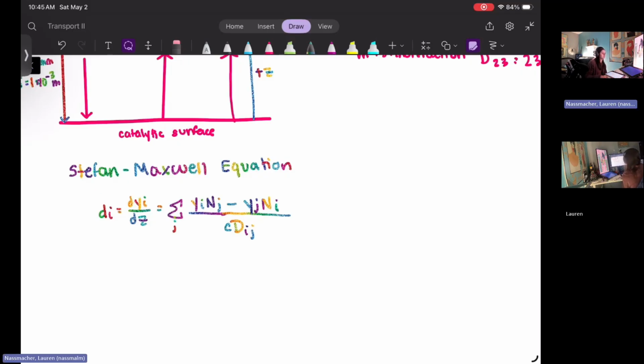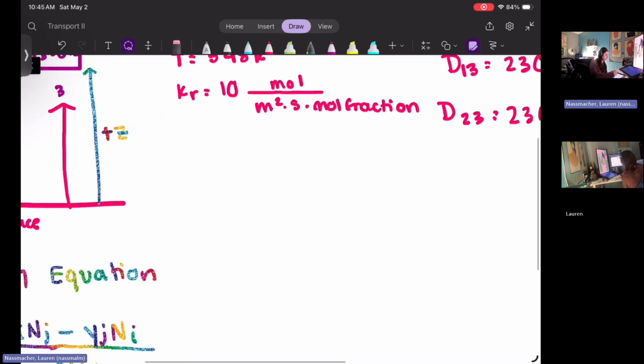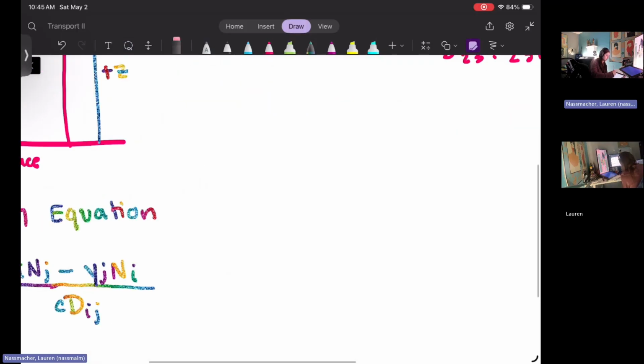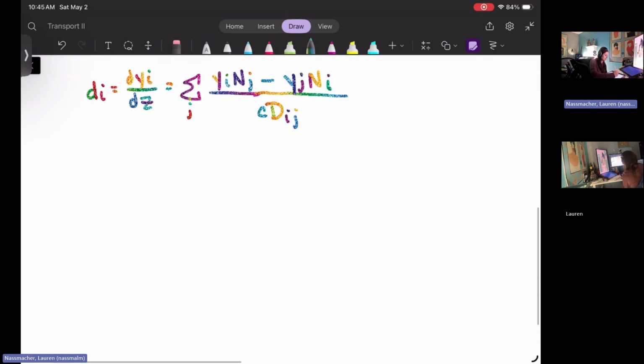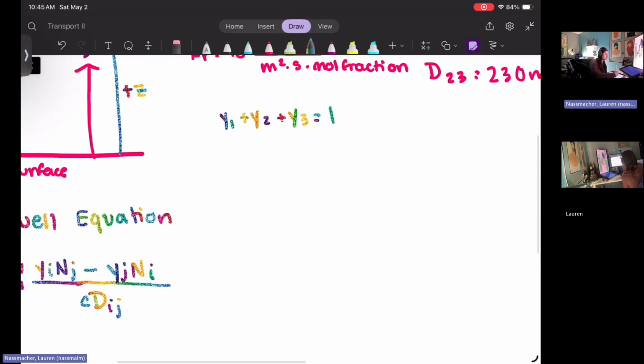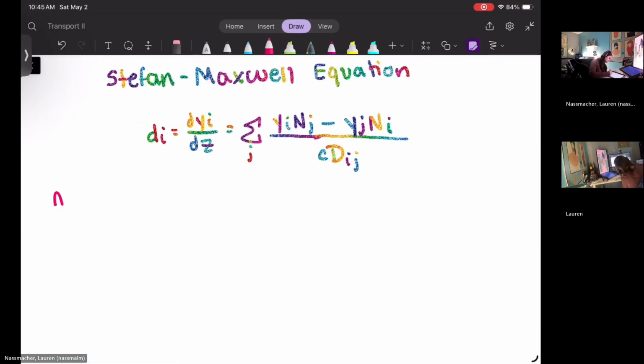Now we can write our Stefan-Maxwell equation for each of our components. We'll do one for our ethanol and one for our acetaldehyde. We don't do one for hydrogen because you know that our mole fractions y1 plus y2 plus y3 equals 1. So you can just take your final Stefan-Maxwell equations and subtract them from 1 and find your y3, or component 3, or whichever component you're looking for. So we'll start with our ethanol.